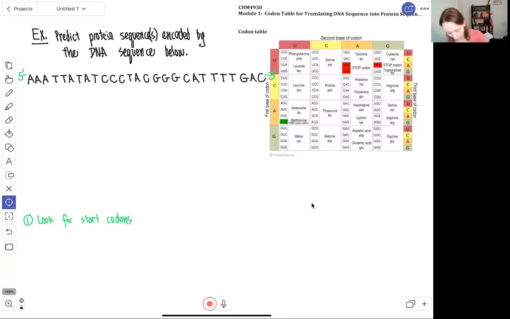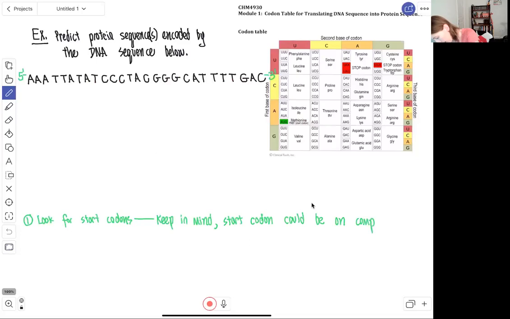And so we look for start codons, and as an addendum to that, keep in mind the start codon could be on the other strand. The start codon could be on the complementary strand, in other words, the one that is not yet shown. It is possible there's no start codon at all, but usually if I'm giving you a problem, for purposes of this class, there's going to be something to do there.